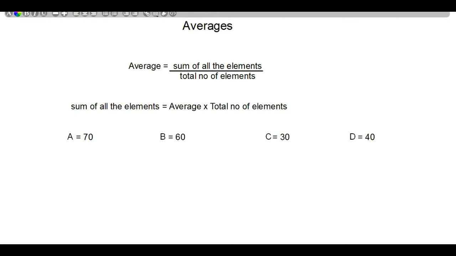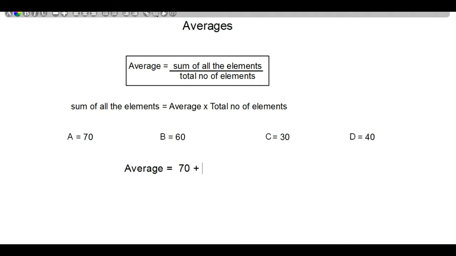Now what will be the average sum of money with these four persons? As per the definition, we know that average is nothing but the sum of all the elements divided by the total number of elements. Now the element in this case is nothing but the amount with each of these persons. So the average amount should be equal to the sum of all the elements divided by the number of elements. So the sum of all the elements will be 70 plus 60 plus 30 plus 40, divided by the number of elements, which is 4. Now by simplifying this, we get 70 plus 60 is 130, plus 30 is 160, plus 40 is 200. So 200 divided by 4 will be equal to 50.